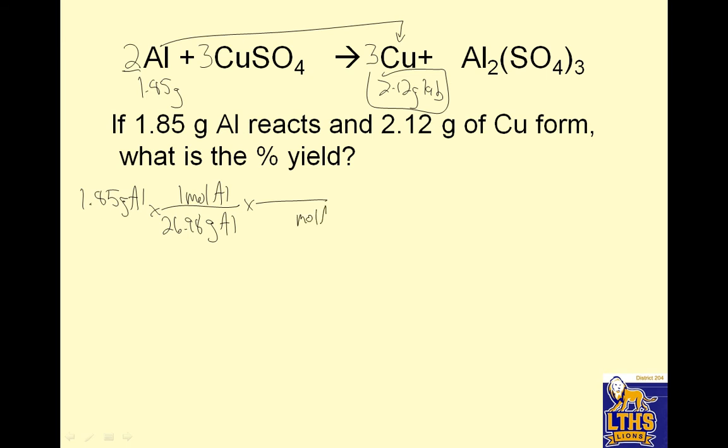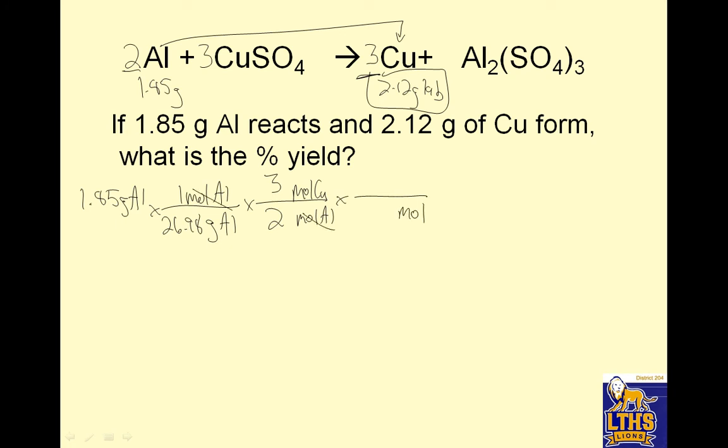Hate you, moles of aluminum. Now where do I go? Okay, I know I want to go to copper. Can I go right to grams of copper? Always go through moles. I can't go into grams until I first go through moles. Moles over moles, use coefficients. Copper's coefficient is 3, aluminum's is 2.